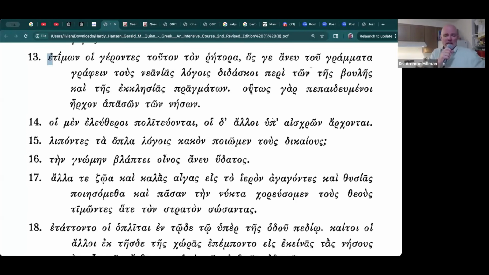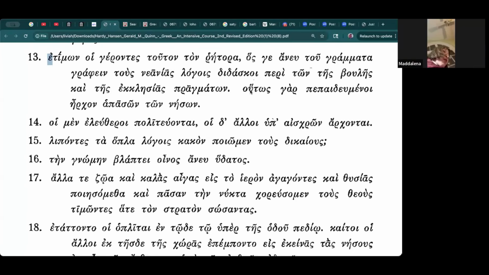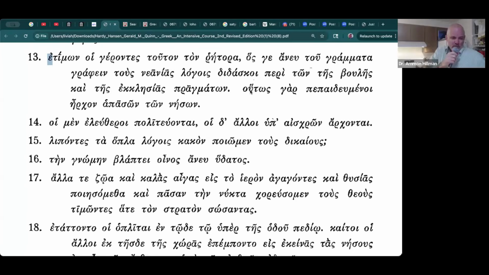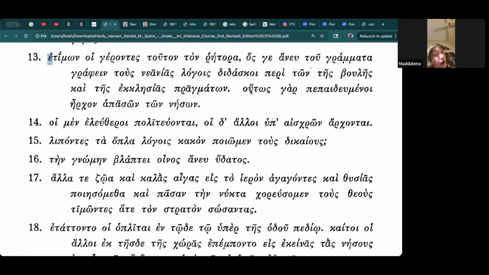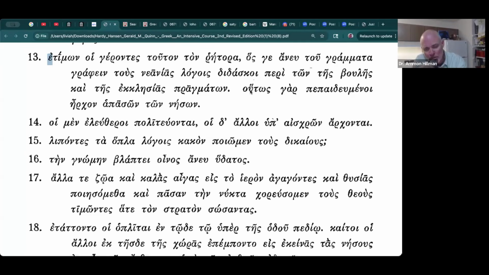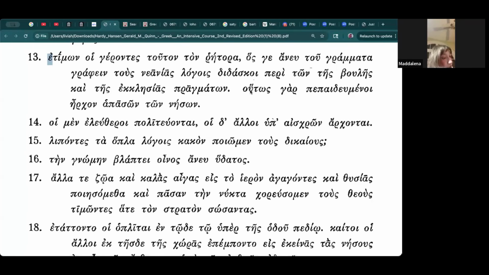Oh, okay. It's just a present third person plural. So all from like onto. So yeah, with making the eleutheroi the subject. Okay. On the one hand, the eleutheroi do what? They politeontai. I see.